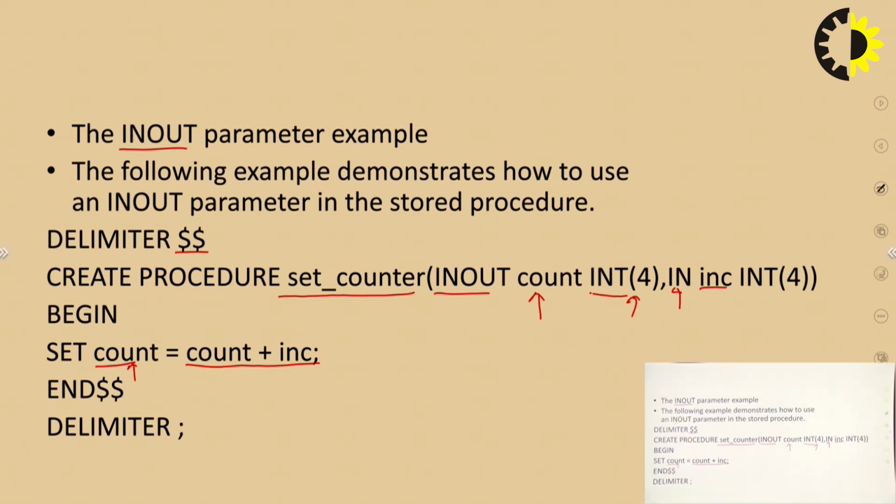Earlier in the procedure we have used the delimiter double slash, and this time we are using the delimiter double dollar. You can see it is also ended with the double dollar, and again by default we are making the original delimiter, that is semicolon. So back to the understanding of this procedure set counter. We have used the statement set count equal to count plus increment.